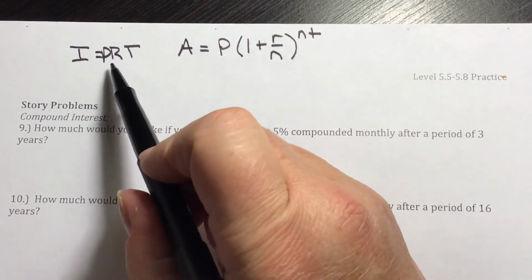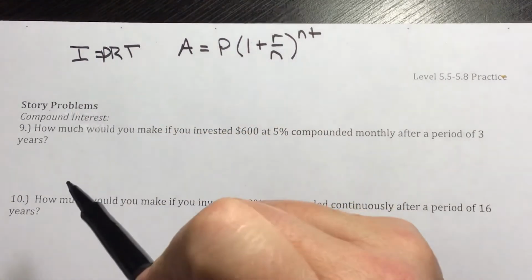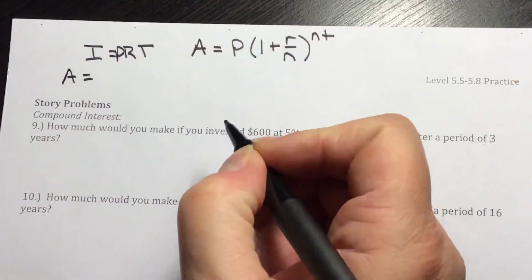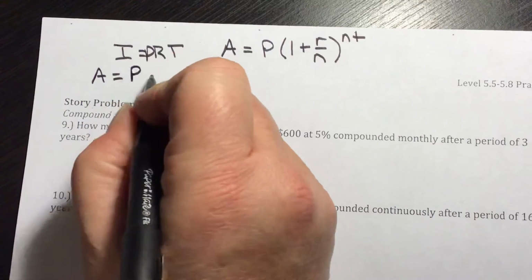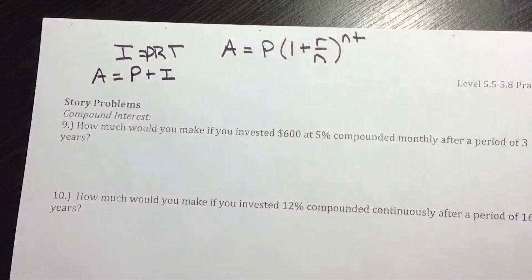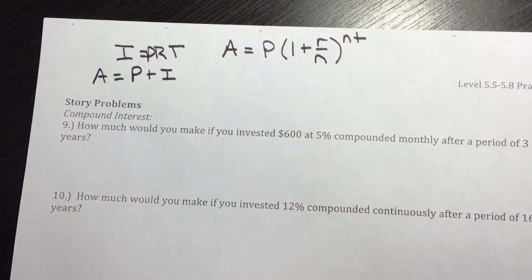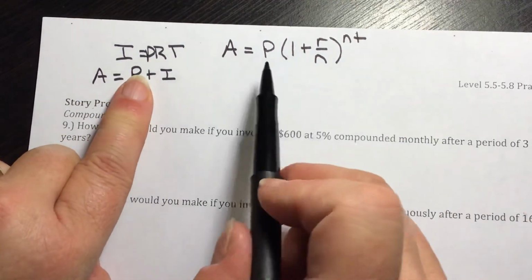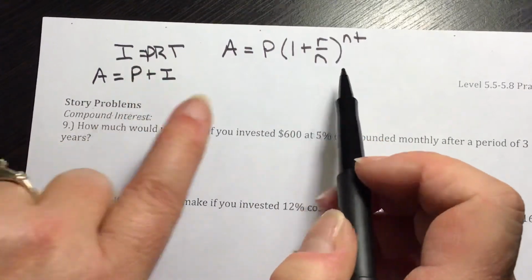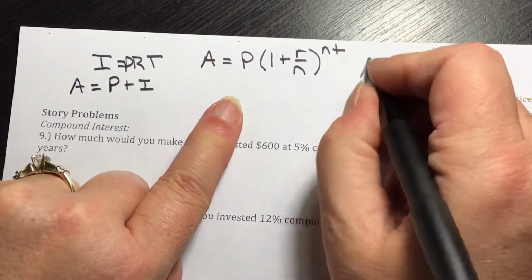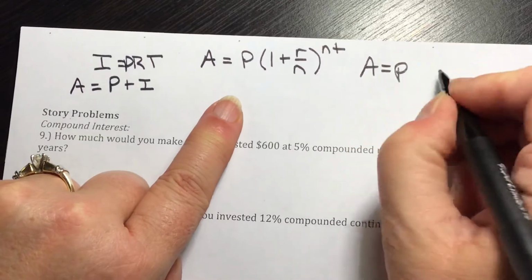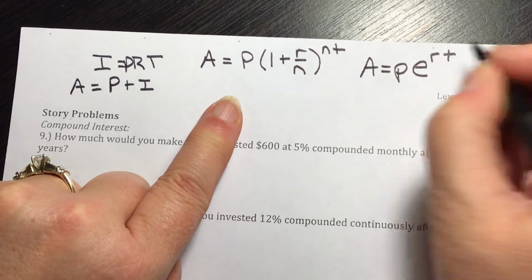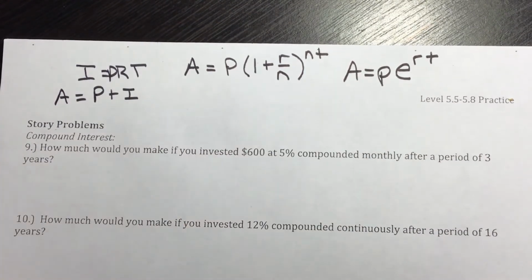This one, if it's just compounded once during the year, that'll tell us how much interest we get, but the final amount would be A equals principal plus interest. Okay, that's kind of a two-step if you're only working with one time per year. This is multiple times per year, and we also have a final amount. If it's compounded continuously, we have P times e to the rt.